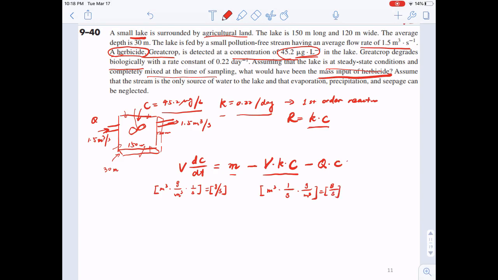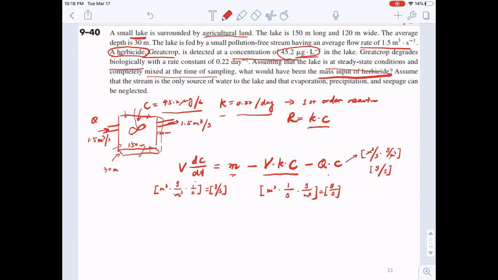And if we look at the third term here, then that's going to have a unit of meter cube per second for the flow rate, and then for the concentration, that's gram per meter cube. Okay, so the meter cube will get canceled. We still get this gram per second, right? So each of this term represents the same thing, that is the mass flux of the herbicide in the water.